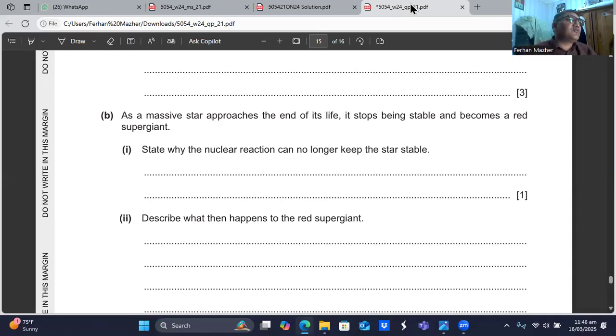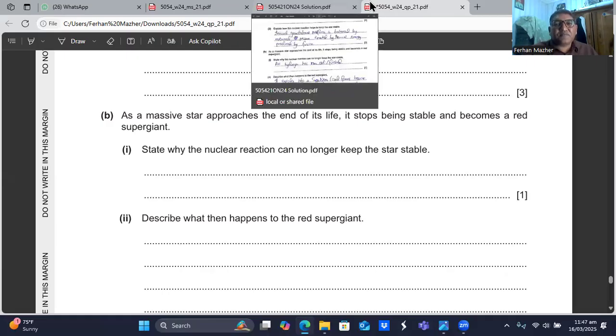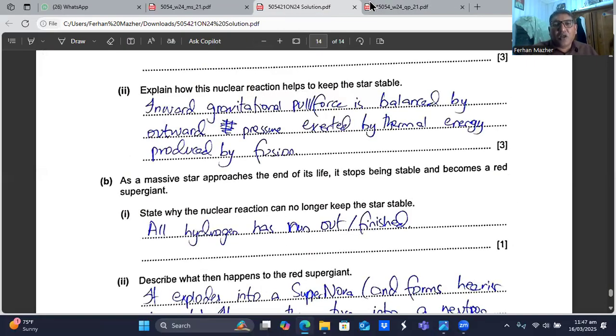When this becomes a red supergiant, actually what happens is the fuel has been exhausted. And the fuel is hydrogen. The hydrogen is fusing with the hydrogen and making helium. The process of fusion is taking place. So when all the hydrogen is used up, when all the hydrogen has been exhausted, then it converts into a red supergiant. All hydrogen has run out or finished.